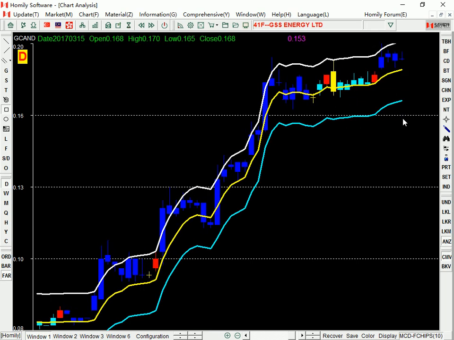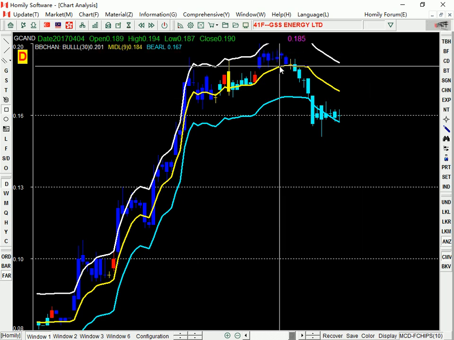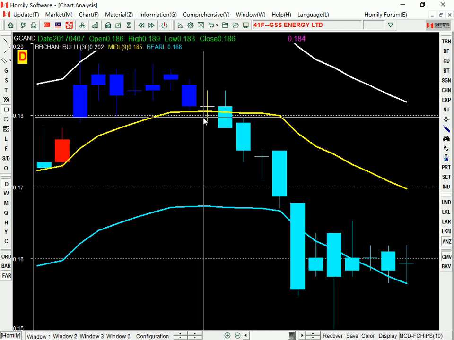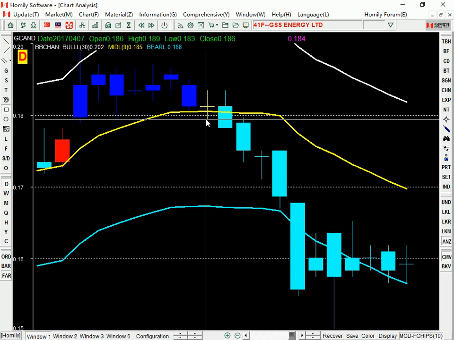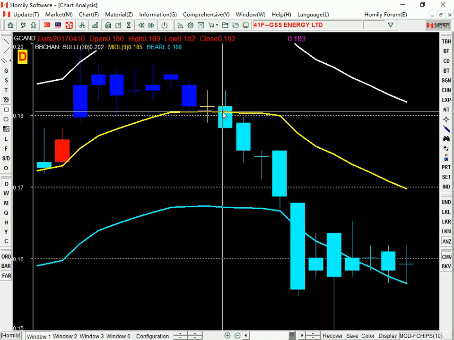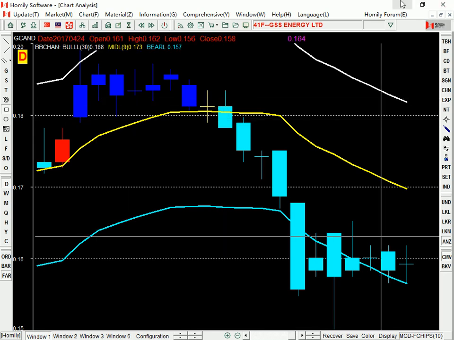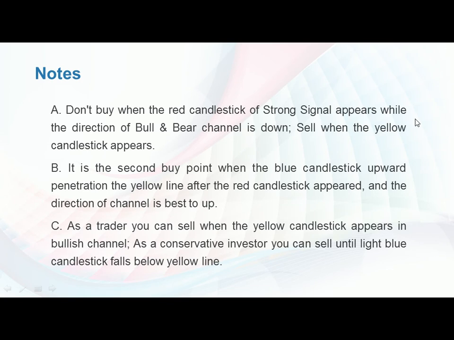Just sell it. Okay. So here, if you don't sell, so around here, sell or not? Sell. But if you don't sell here, when you see the candlestick downward break out the yellow line, you can sell first. Let's see some notes.